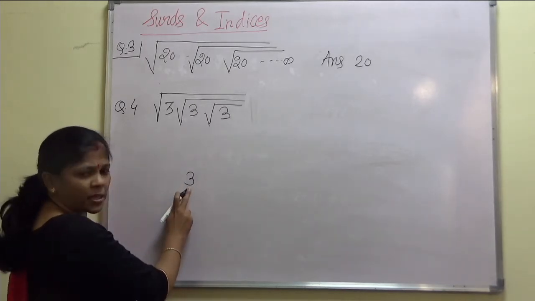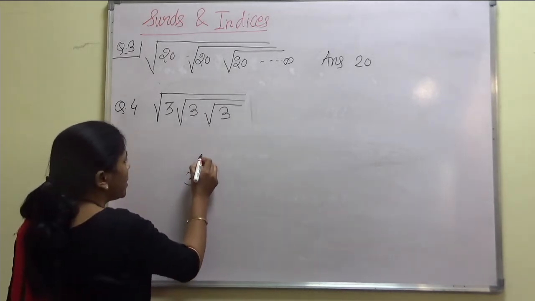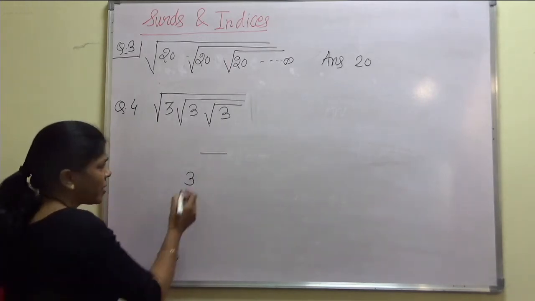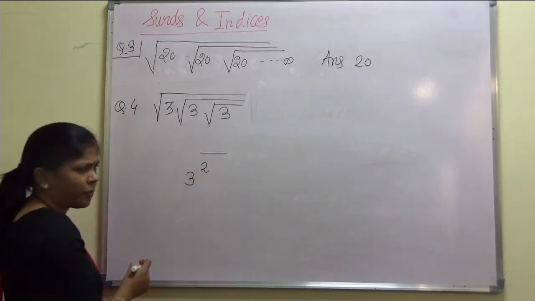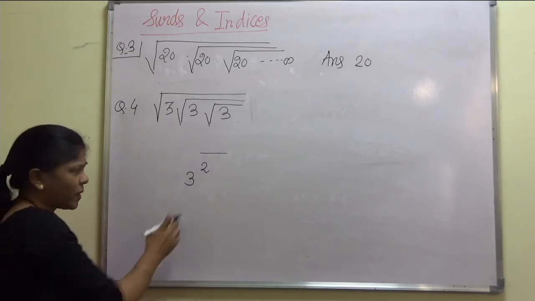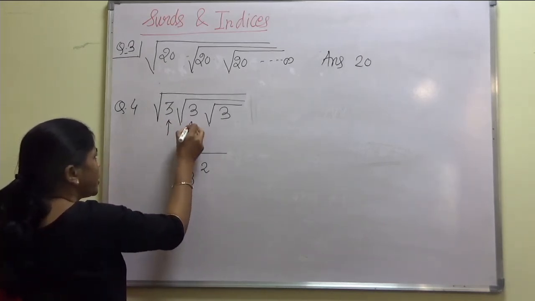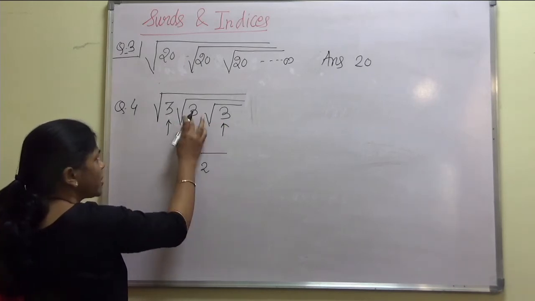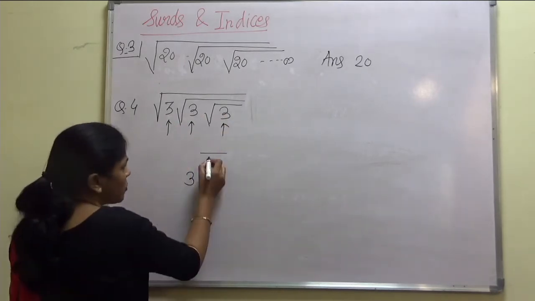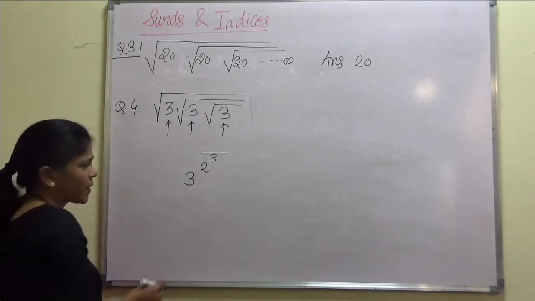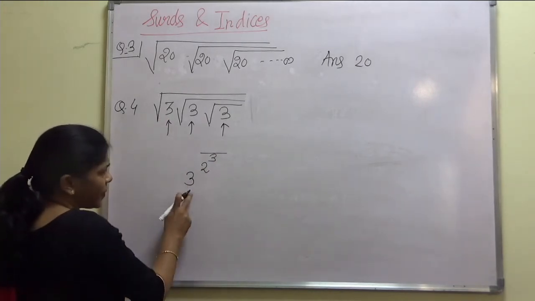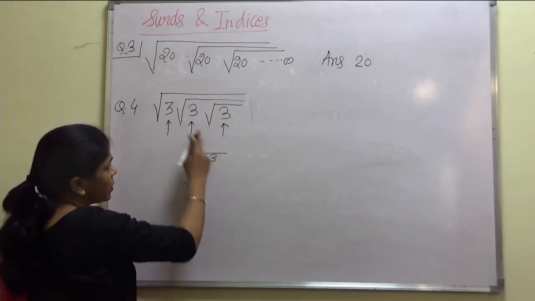So you have to pick up this number 3. Then in the power, what shall we write? We shall write 2 raised to. Why? Because here the root sign is there. So we'll write 2 raised to what? The number of times it is getting repeated, right? 3 number. So here it is coming 3 times. So we'll write 3, right? So 3 is the base number. Then 2 raised to the number of times.